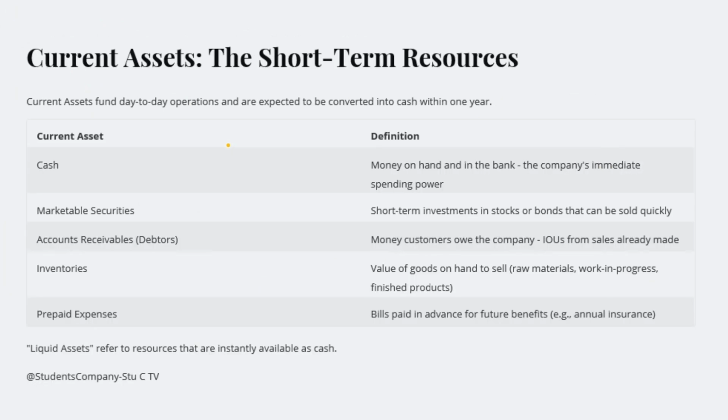Now, current assets, these are short term resources, generating cash within 12 months. Examples are marketable securities, account receivables, inventories, and prepaid expenses.